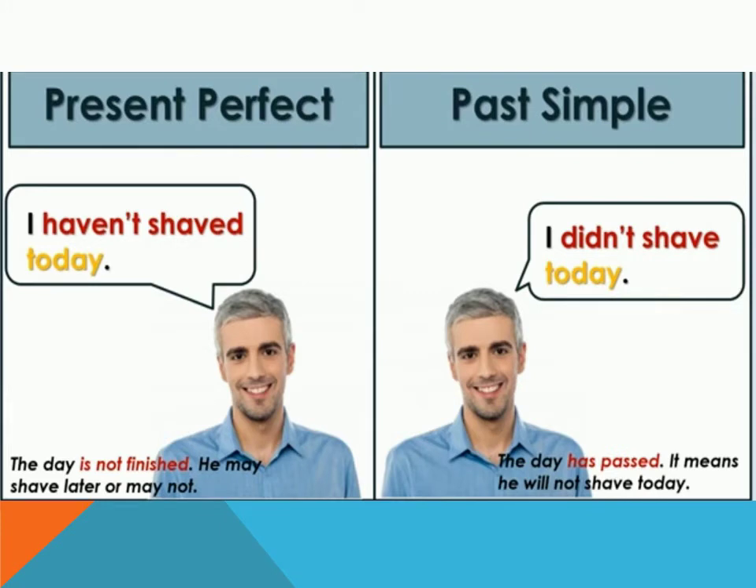Okay, let's see the example. In present perfect, I haven't shaved today. So that day is not finished. So that means that he may shave later or may not. Okay, but for the past simple, we have I didn't shave today. So the day has passed and it means that he will not shave today because that is a completed action, something that already happened.